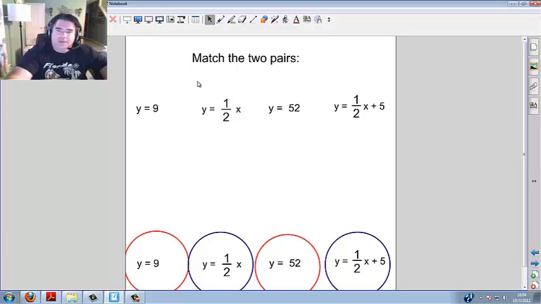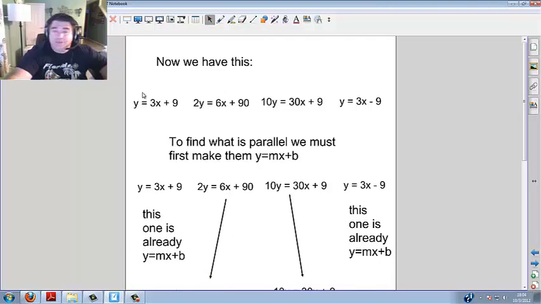And we're back. Match any of the two pairs, and you see here I've already matched them for you. These two are the same because y equals 9 and y equals 52. There is no x value, therefore they're parallel. And this here, y equals half x and y equals half x plus 5, again, because even though there's no plus after, it means plus 0, same slope, different intercept, these are parallel.